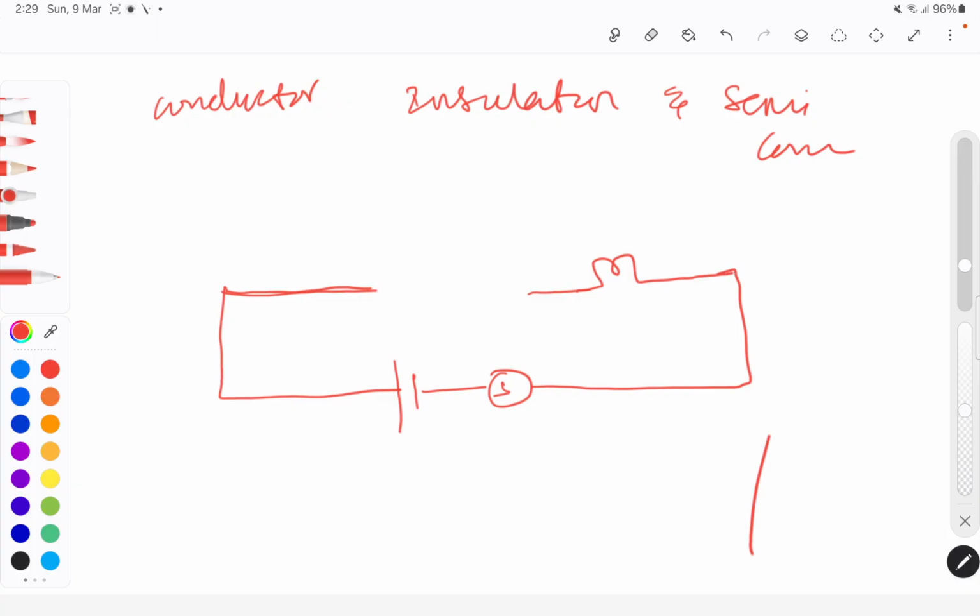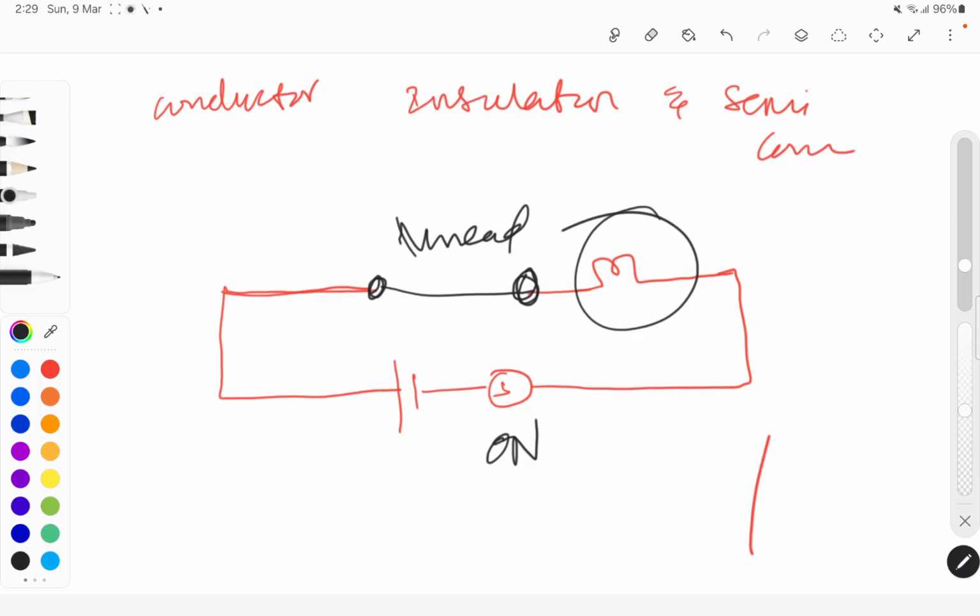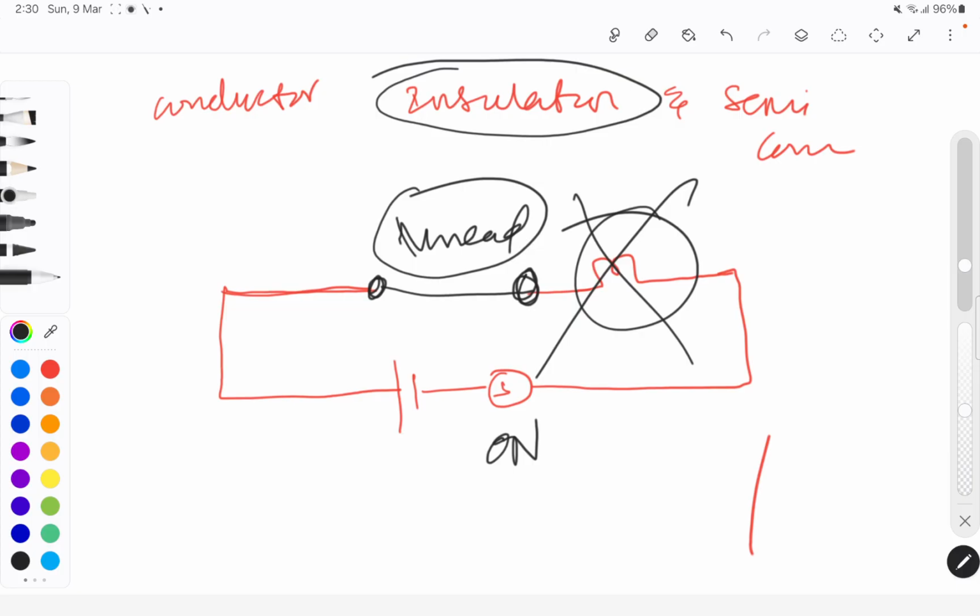Okay, now switch it on, and the gap here between these two, you connect one thread, and you see whether the light will glow or not. Obviously light will not glow. That means thread is not allowing the current to pass, right? So any material which does not allow the current to pass is called an insulator. So thread is one of the examples of insulator.